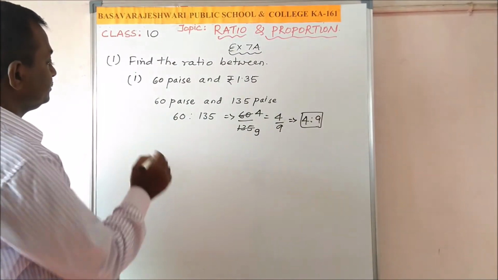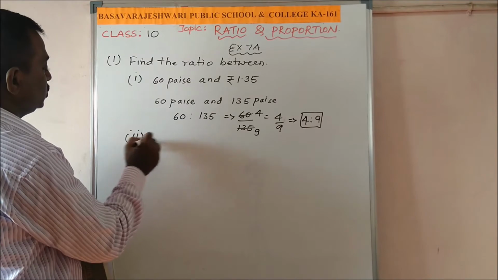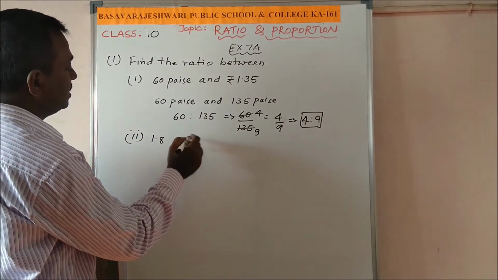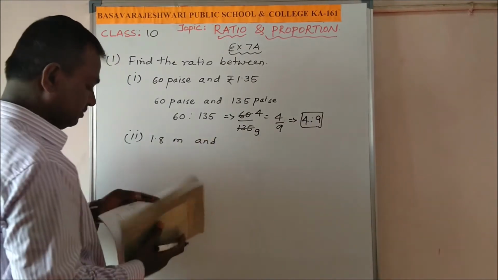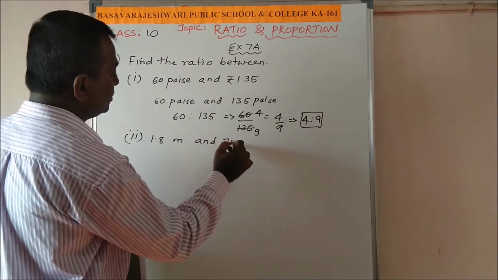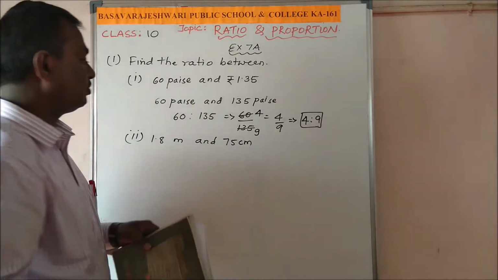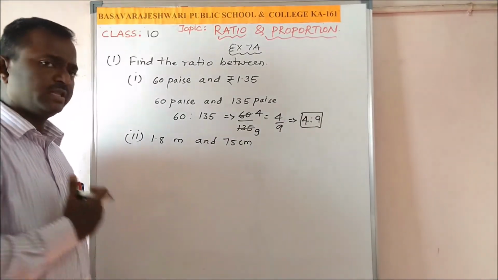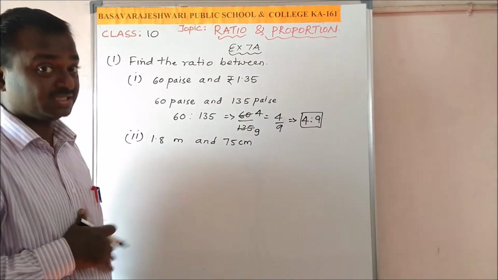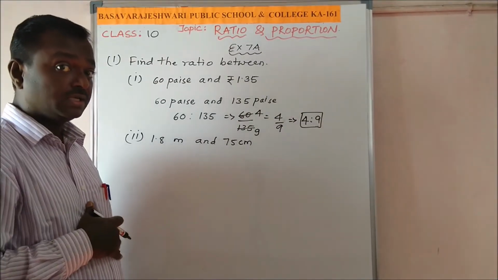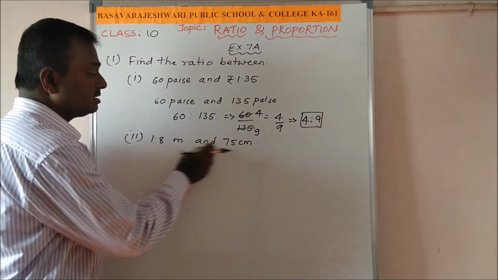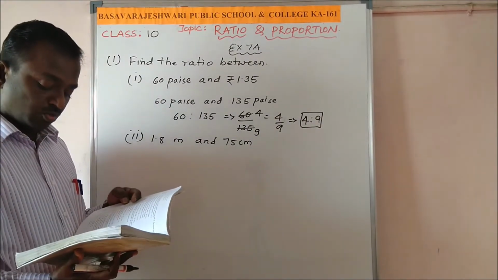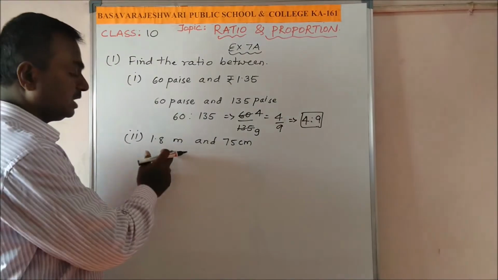Second one, 1.8 meters and 75 centimeters. Observe, it is related to measurements, the same kind, but the units are different: it is in meters, and it is in centimeters. So you have to convert both into centimeters only.